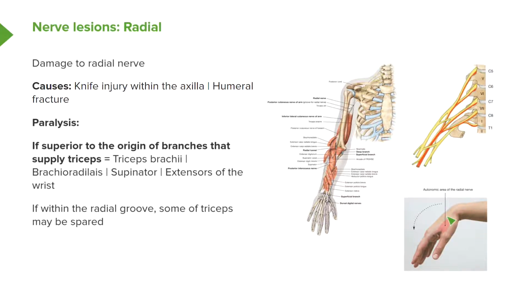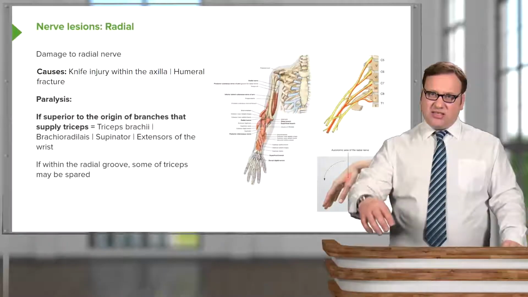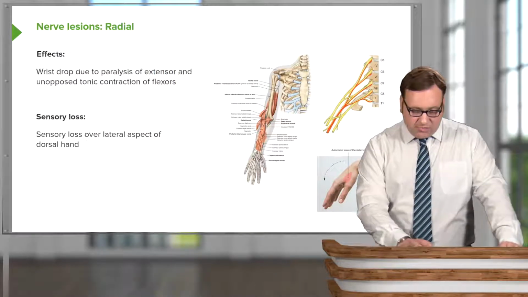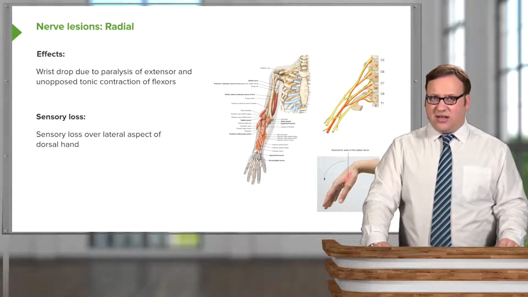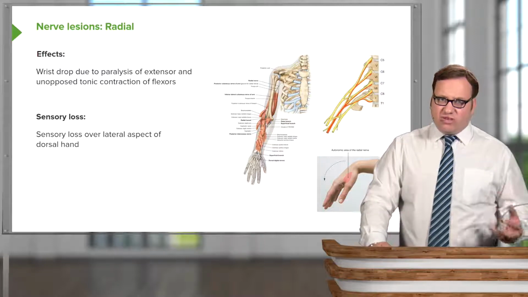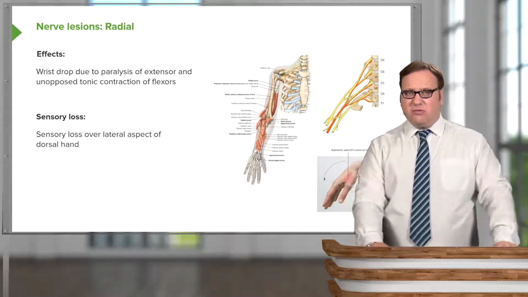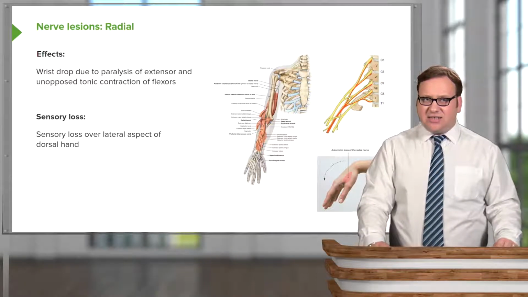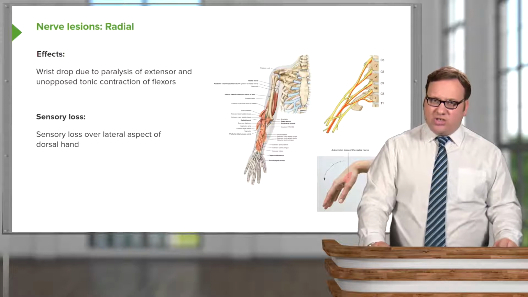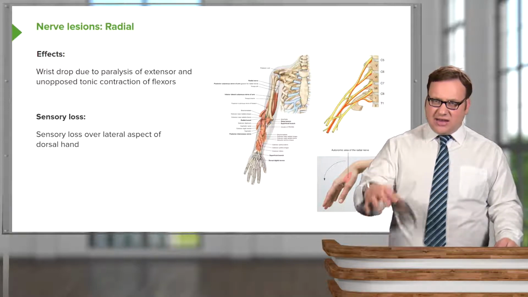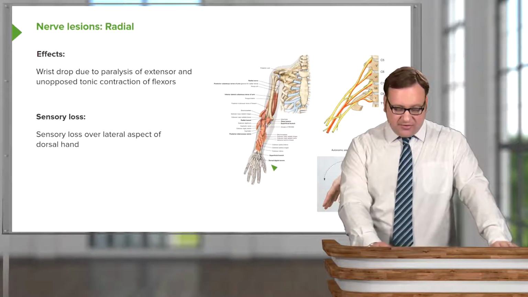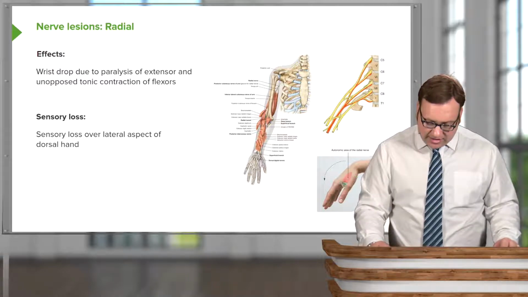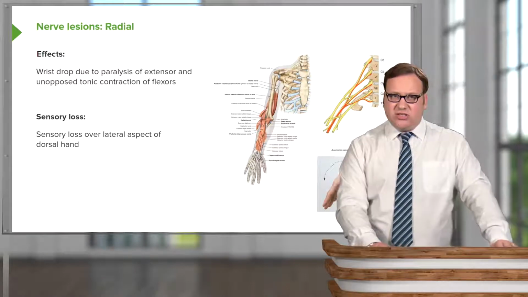We can see we've got an inability to extend the wrist because the extensor muscles on the forearm are damaged. You may also have an inability to extend the forearm at the elbow joint if triceps is damaged. So you've got wrist drop primarily as the problem with a radial nerve lesion. This is due to paralysis of the extensors, and therefore you have unopposed tonic contraction of the flexor muscles, and that leads to this flexed wrist drop position. Sensory loss is going to be over the lateral aspect of the dorsum of the hand, and you can just see a small region here which is affected by the sensory loss due to damage to the radial nerve.